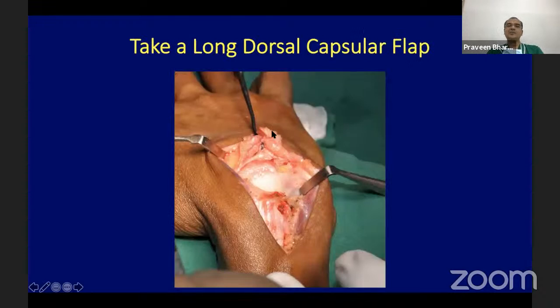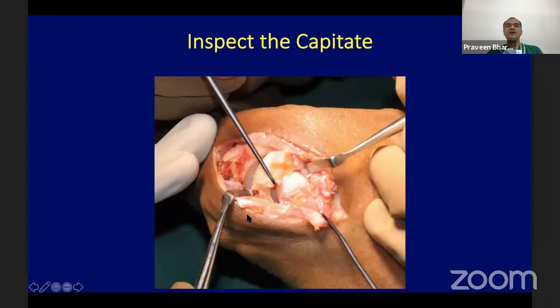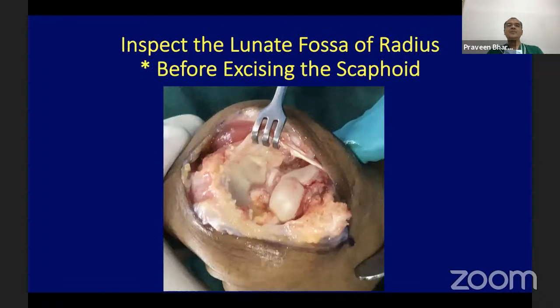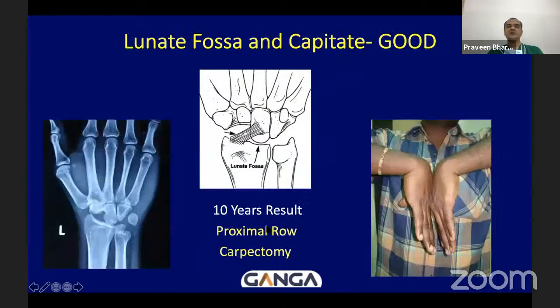Take a good long capsular flap. So in case you find that the articular surface is damaged, this capsule can be interposed in between and it will act like an interposition material. And one other important technical point is don't excise the scaphoid before you see this articular surface. Because if you have excised the scaphoid, then you lose the option of doing a partial wrist fusion. But if you have preserved the scaphoid, and you find that the lunate articular surface is not good, you can convert into a partial wrist fusion, as Dr. Warid is going to talk about.